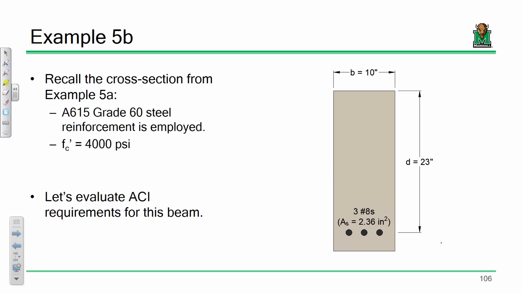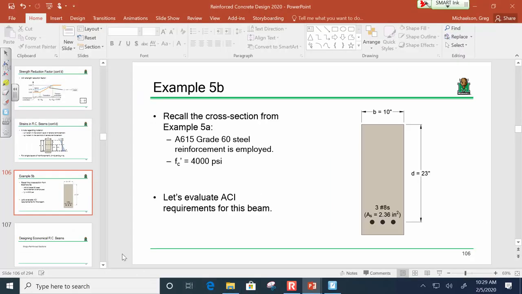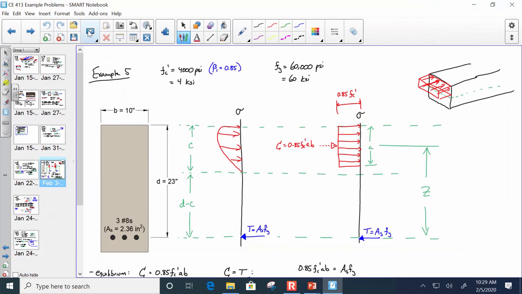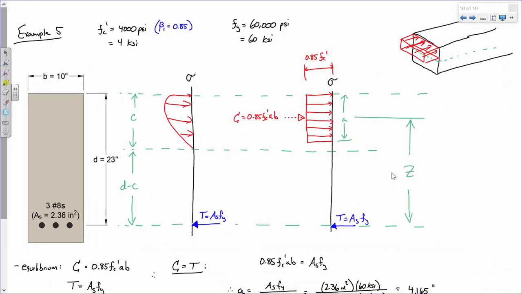All right, so we're going to go back to this problem. This is the problem from 5A. We computed the nominal moment capacity of this, okay? It was 4 ksi concrete, 60 ksi steel. I actually want to go back and pull this beam up, and see what we did previously, because we're going to continue on with this example. So here's the beam, 4 ksi concrete.